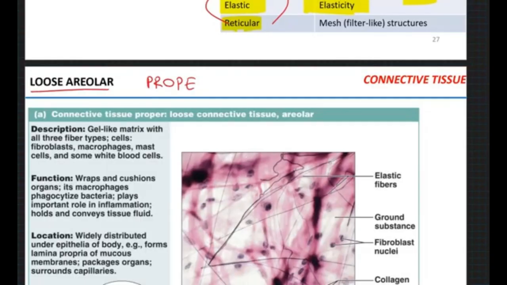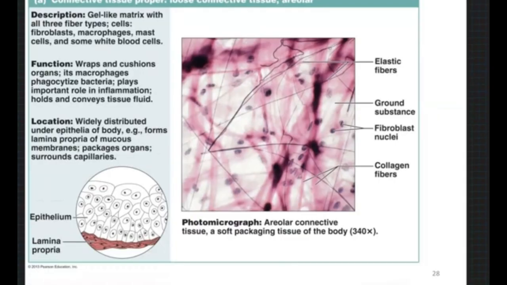Okay? So there are 6 types of connective tissue proper. 3 loose types and 3 dense types. First is loose areolar. It looks like dirt. There's all kinds of fibers, elastic, collagen. They're not super dense though. This is why we call it a loose tissue. There are not a lot of fibers.